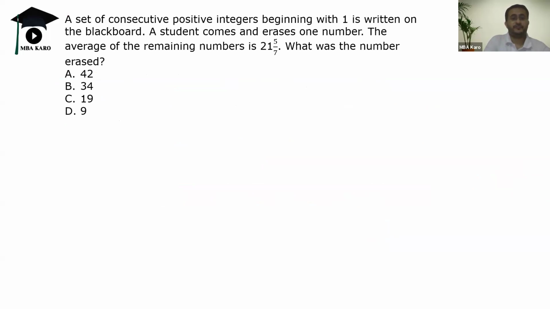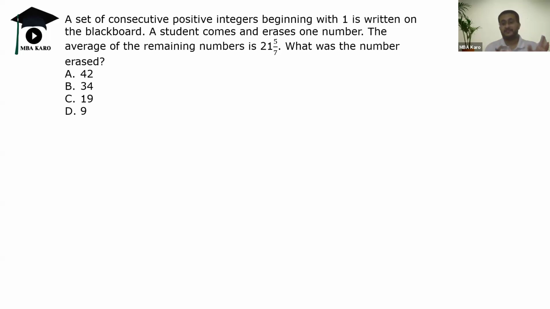A set of consecutive positive integers beginning with 1 is written on a blackboard, and a student comes and erases one number. The average of the remaining numbers is 21 5 by 7. What was the number erased? Now, a lot of people will struggle in this kind of question because you may not know, or you might probably be applying the formula and all, right? You will be writing the number of numbers.